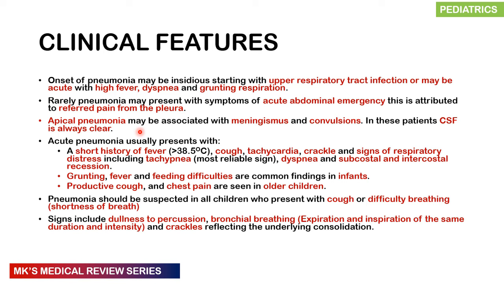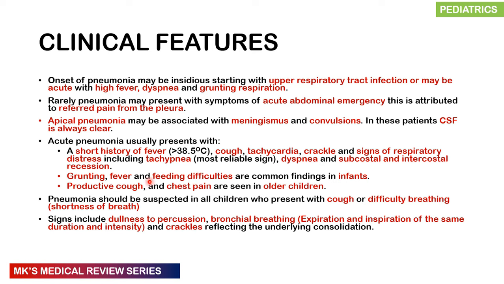Now, what is our bracket of acute presentation of pneumonia? You get a short history of fever, usually a temperature above 38.5 degrees Celsius, a history of cough, tachycardia, crackles when you listen to the chest, as well as signs of respiratory distress. Remember, the most reliable sign is the tachypnea. There is a cutoff point for each age, which I'll give you in the next slide. You may get difficulties breathing, as well as subcostal and intercostal recessions. You may get other features such as grunting, fever, and difficulties breathing. These are common in infants.